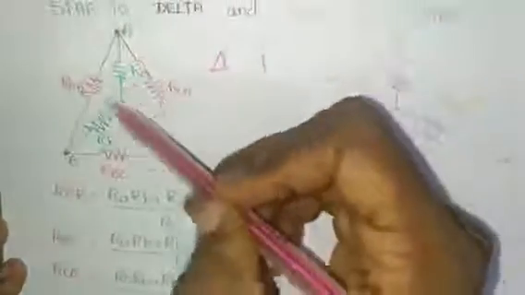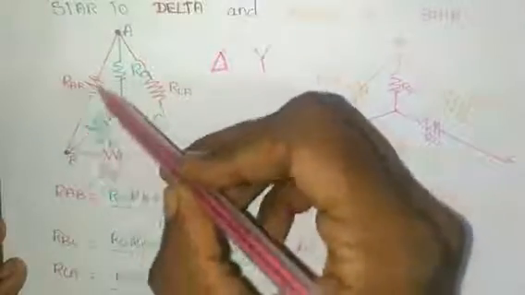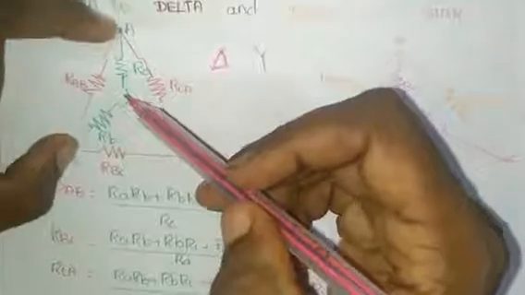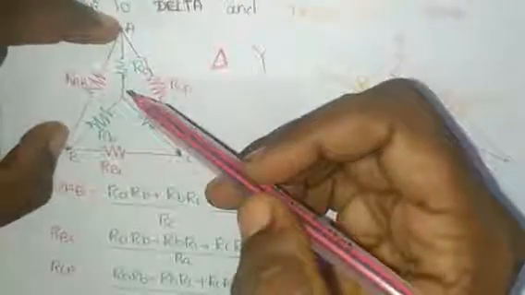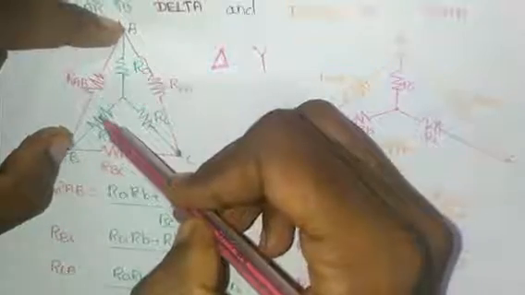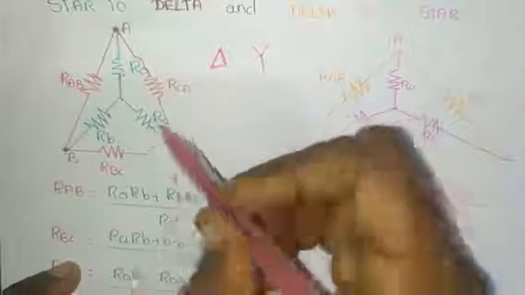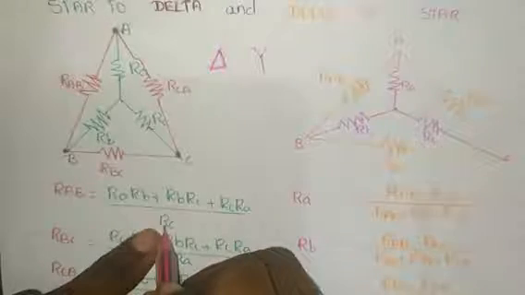When we convert this star network into delta network, the first arm is RAB. Just imagine you are connecting the RAB here. So when you are connecting RAB, automatically this resistor will be connected to RA and RB. But the resistor RC will be left alone. That resistance value will come in the denominator term.